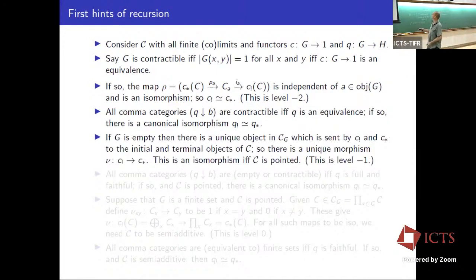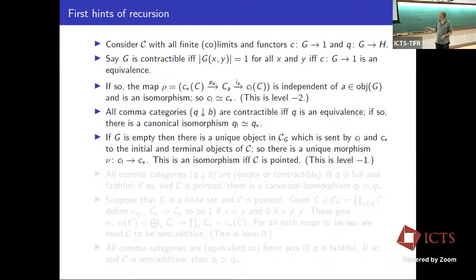Okay, so that was a case where G is contractible. G contractible is called level -2. Level -1 is where G is either contractible or empty. So we've already dealt with the contractible case, but what about if G is empty? So G is empty, then there's a unique functor from the empty category to anything.